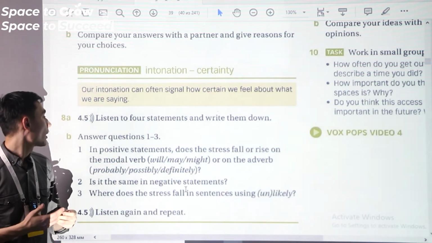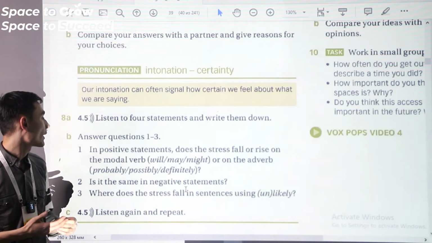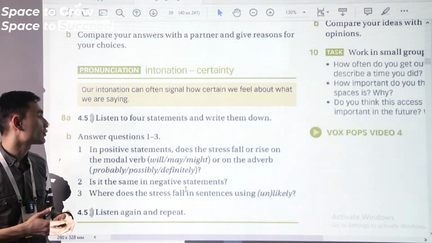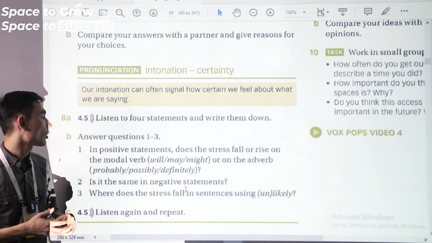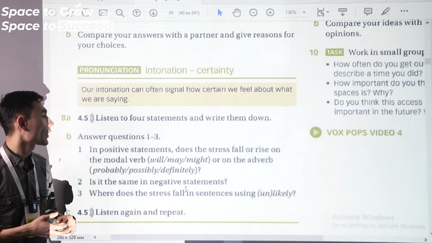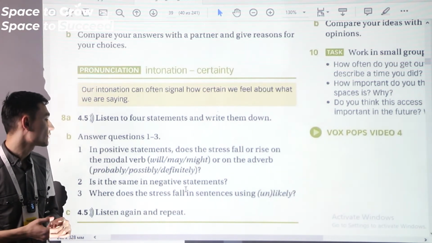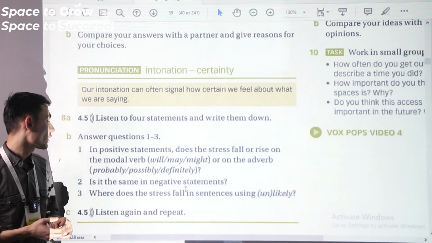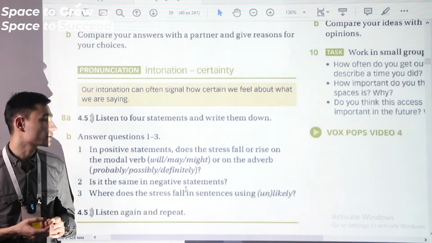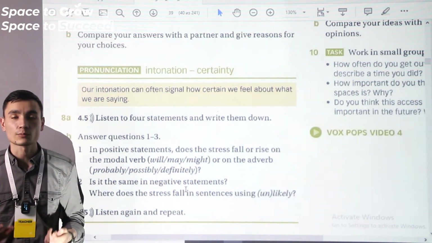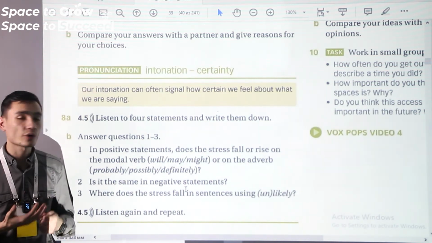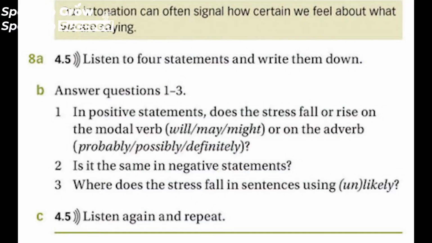Exercise 8b. Answer questions 1 to 3. 1. In positive statements, does the stress fall or rise on the modal verbs will, may, might, or on the adverb? Probably, possibly, definitely. 2. Is it the same in negative statements? 3. Where does the stress fall in sentences using likely and unlikely? Pause the video and try to answer these questions in a written form.